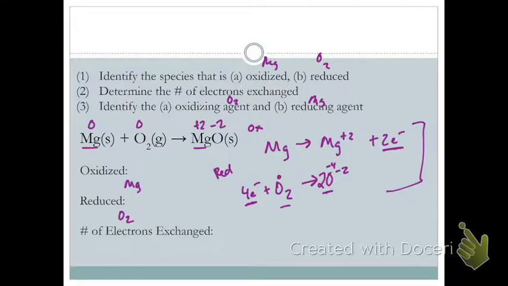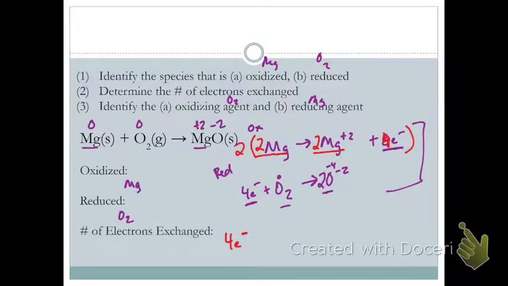And so what happens is we need to almost double this, if that makes sense, so that we can get 4 electrons. But in order to do that, that'll create 2 magnesiums here, right? And so the half reaction is actually 2Mg goes to 2Mg2+ plus 4 electrons, and on the other side 4 electrons plus O2 goes to 2O2-. And so the number of electrons that is exchanged is 4 electrons.